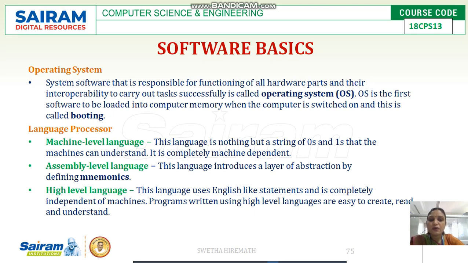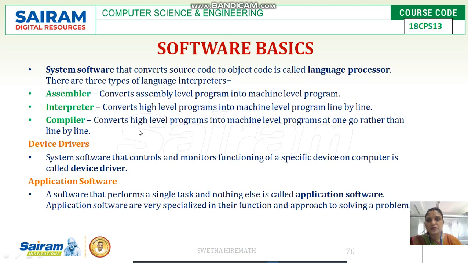Assembly level language consists of a set of instructions which are written in the form of mnemonics. High level language is like the English statements which we write, and that has to be converted into the machine level language. A system software that converts the source code into the object code is called a language processor. There are three different types of language processors: assembler, interpreter, and compiler.